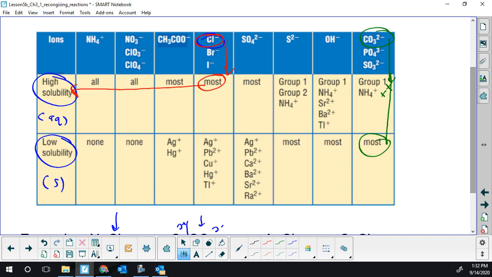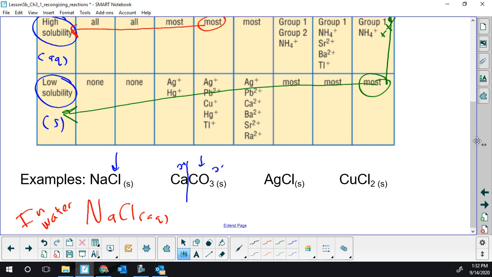Okay? Everything other than those is lumped under the most. And it's going to be a solid. Okay? You put calcium carbonate solid in water, or you make it, it's going to be solid no matter what. Water is not powerful enough to break it up. So in water, calcium carbonate, we still write it as a solid. It's going to be a heterogeneous mixture. There's going to be 2 layers, a solid layer on the bottom and an aqueous water layer on top.